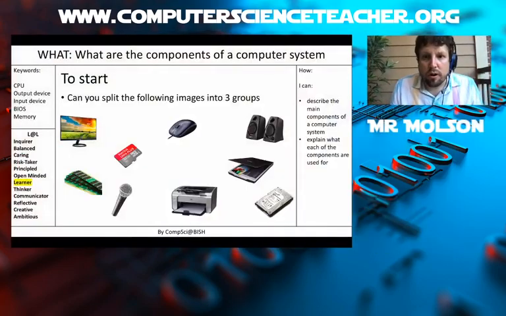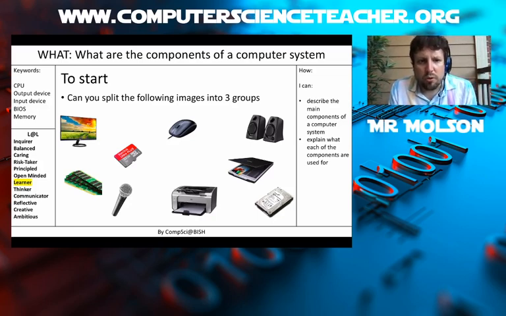I've got a little activity for you to start with. I've got some components of a computer system. Some of them you may recognize, some of them you might not. What I want you to do with these components is group them. They can be grouped into three groups. So I want you to have a go at grouping them, and at the end of this video, we're going to talk about the theme for each of the groups.